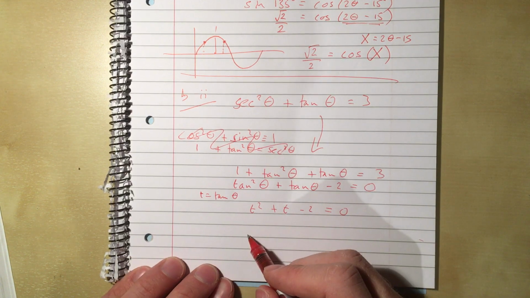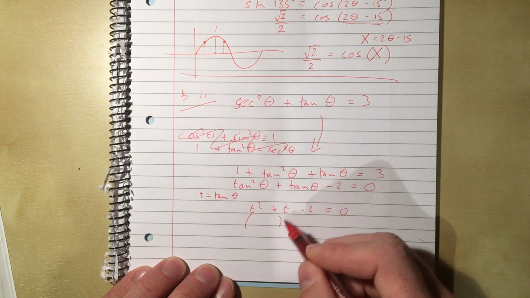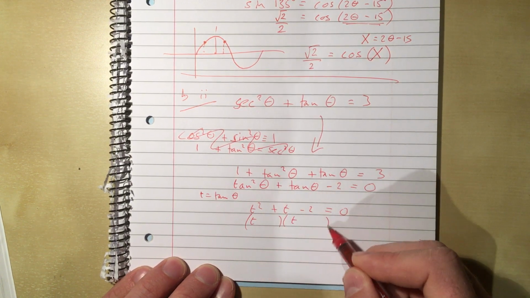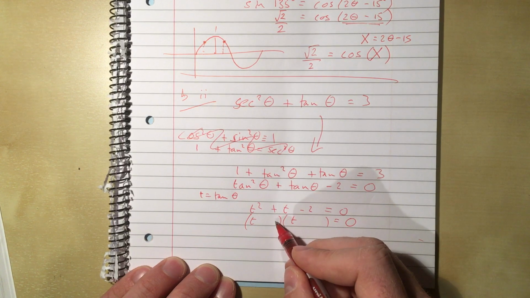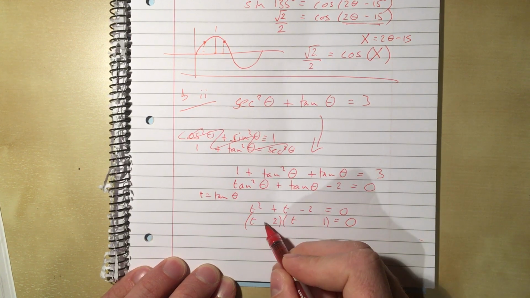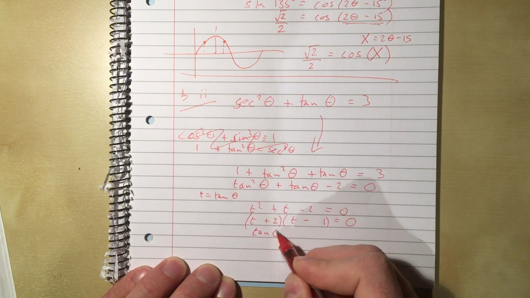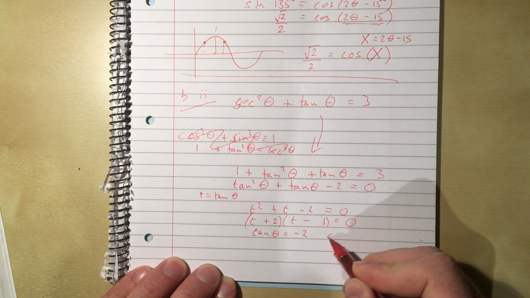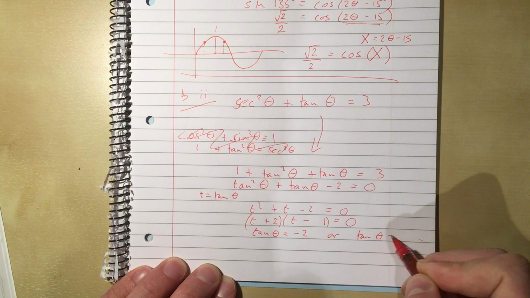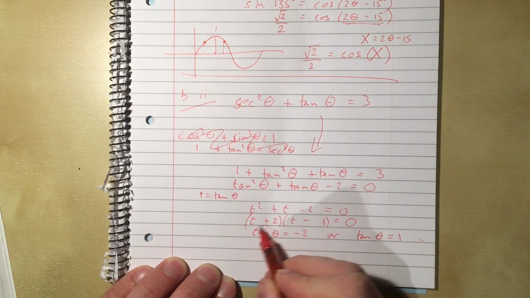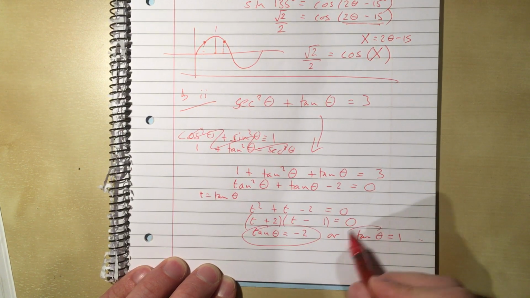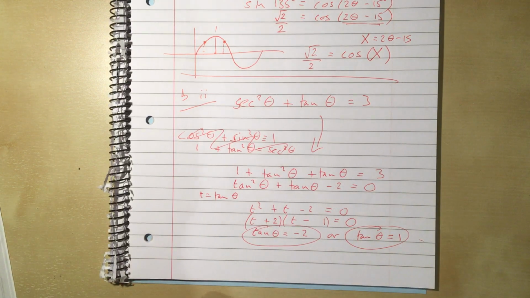I suppose I can do this, can I? I can factorise this one. So I get a 2 and a 1 and a plus 2 and a minus 1. So I get tan theta equals minus 2, or tan theta equals 1. So solve that in the interval required and solve that in the interval required, and we're back into year 12, so I'll pass it over to you.